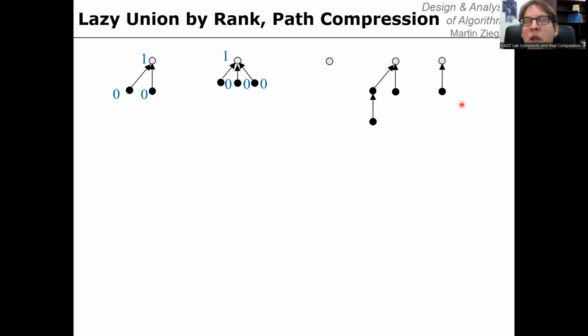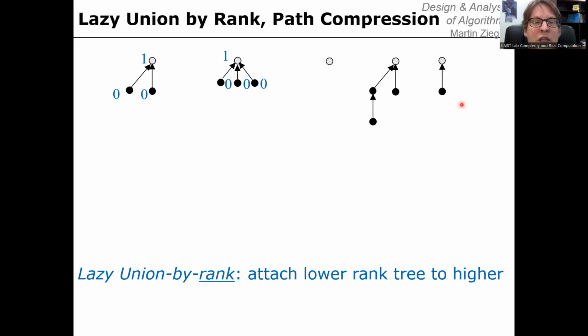Union by weight would attach the smaller tree to the larger tree, small and large in terms of the number of nodes. Here, the union by rank heuristic attaches the tree with smaller rank to the tree with larger rank. Not the number, not the size, not the number of nodes, but the rank. Now you're supposed to ask, what is the rank?